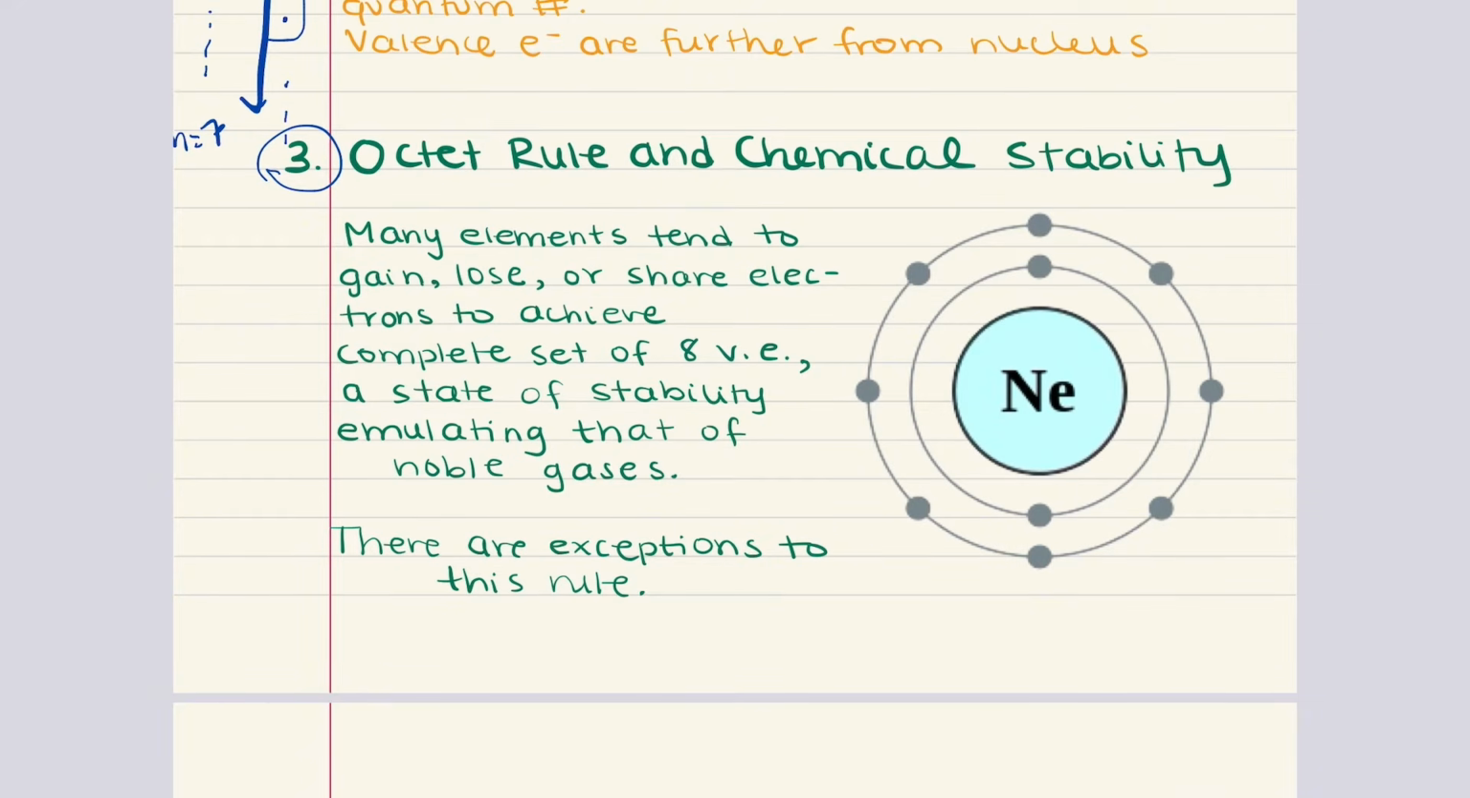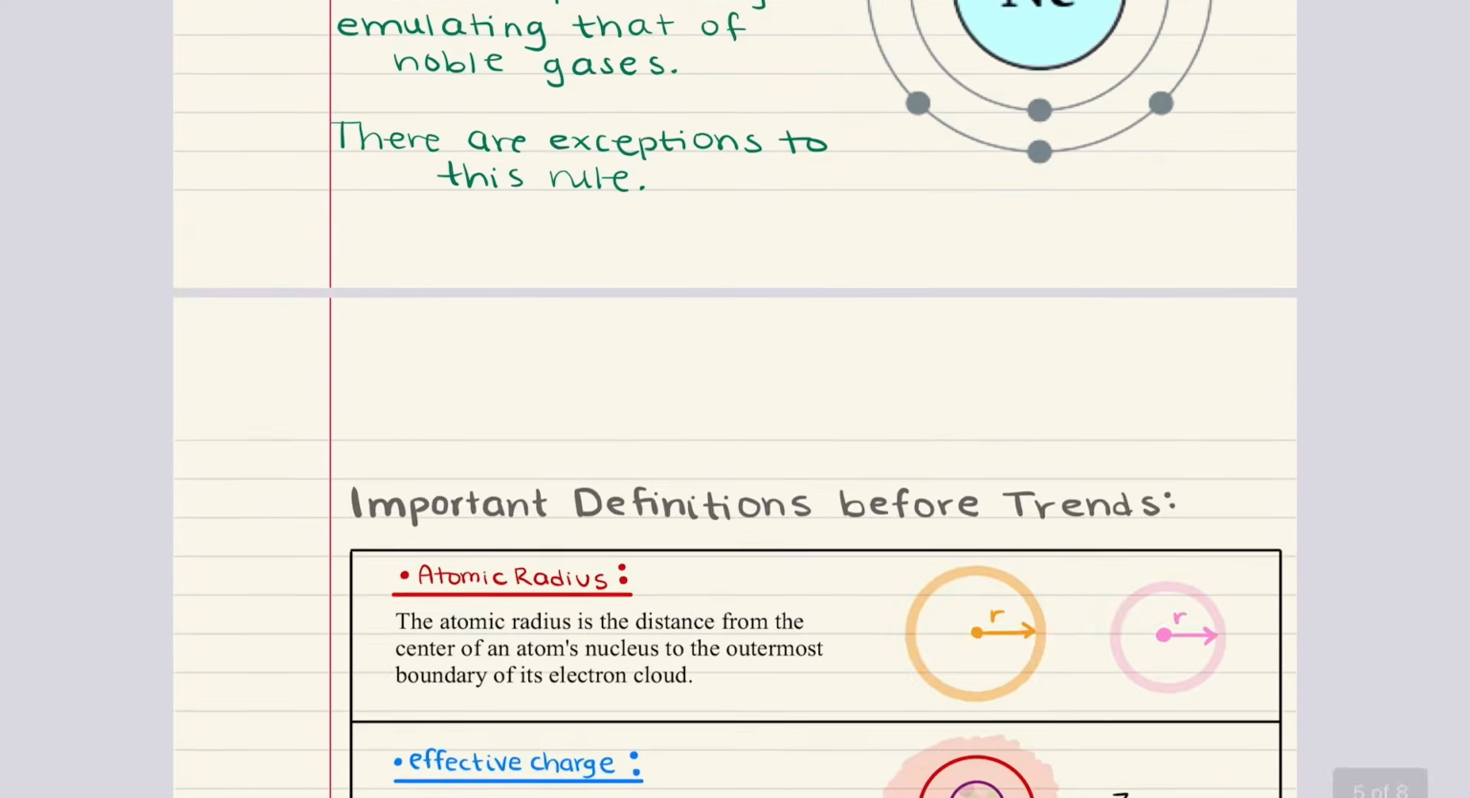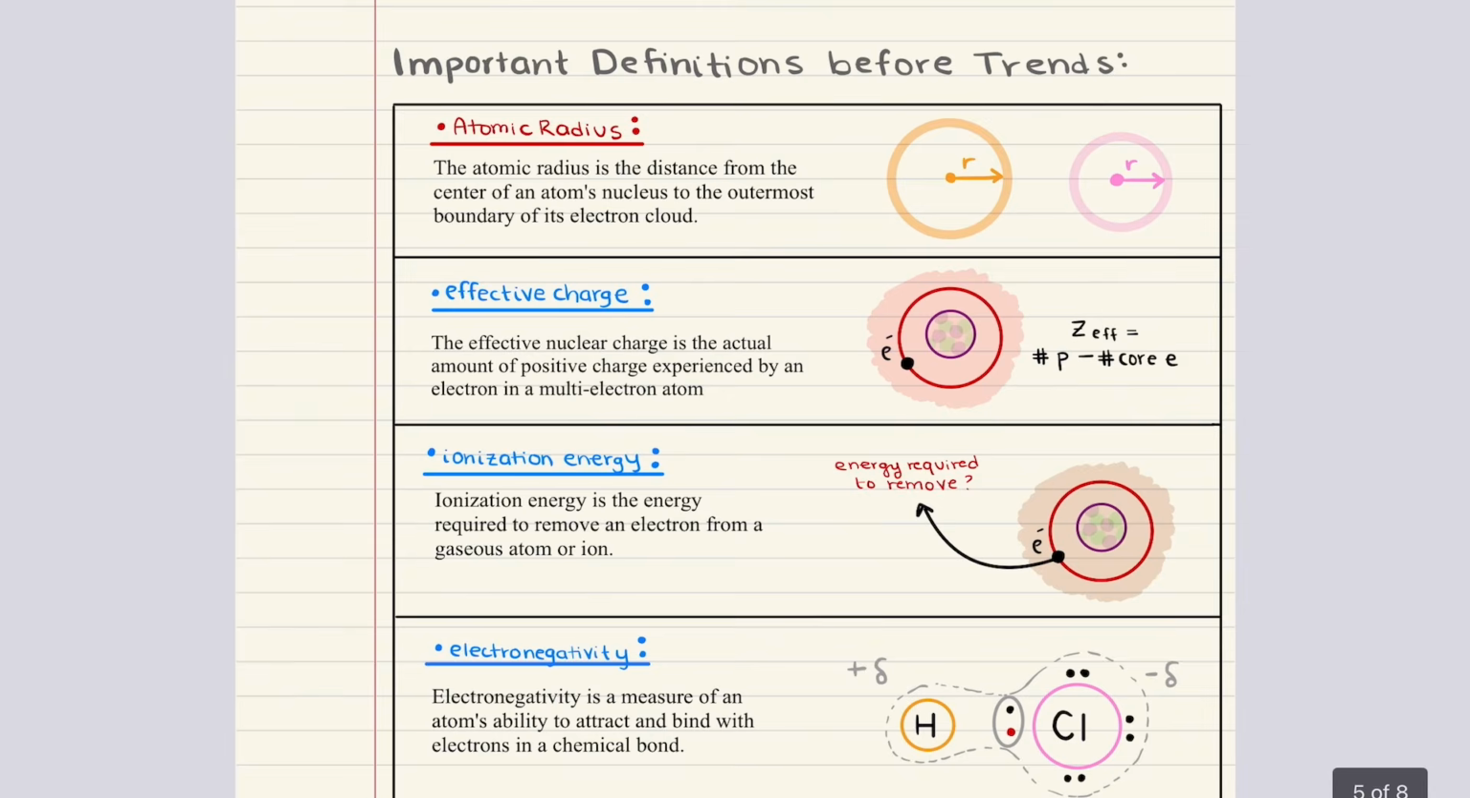However, the octet rule is a guideline rather than a strict rule. There are many exceptions, especially among transition metals and heavier elements, where stable electron configurations can actually have more or fewer than 8 valence electrons. We're going to talk about the octet rule and its exceptions in the following chapter. Now, with these foundational concepts in mind, we can explore the periodic trends that emerge from the arrangement of elements in the periodic table.